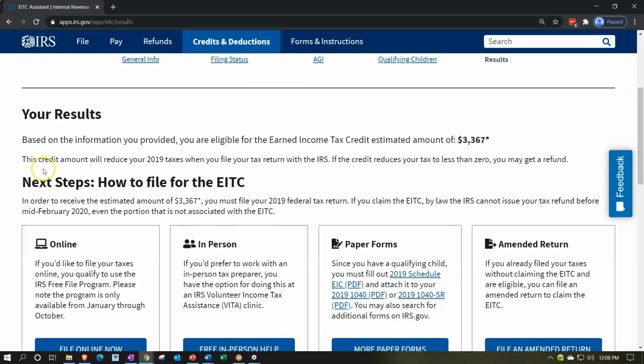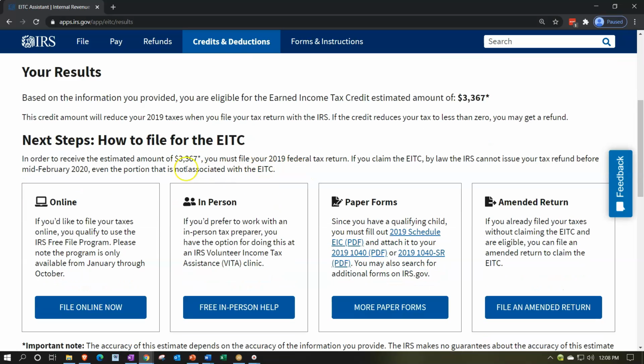So the tax credit amount will reduce your 2019 taxes when you file your tax return with the IRS. Next step, how to file for the earned income tax credit. In order to receive the estimated amount of $3,367, you must file your 2019 federal return. If you claim the earned income tax credit, by law, the IRS cannot issue your tax refund before mid-February.